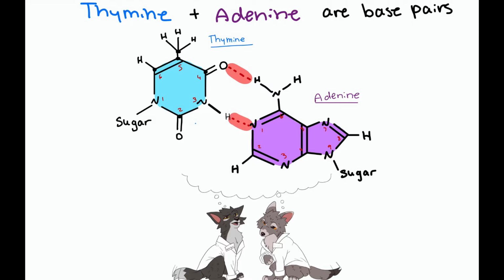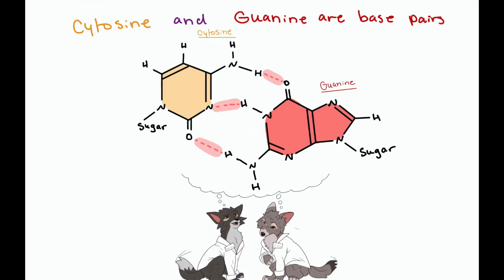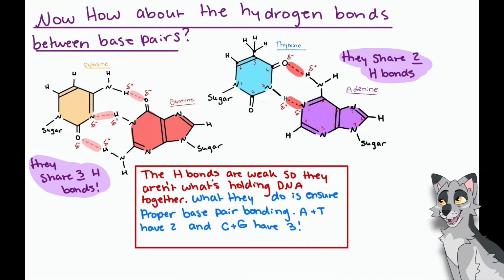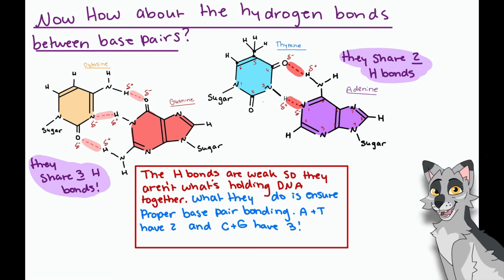Thymine and adenine are base pairs, and I've highlighted that they are connected by two hydrogen bonds. Cytosine and guanine are base pairs and are connected by three hydrogen bonds. Now, how about those hydrogen bonds? Well, these bonds are too weak to hold the molecule together, so what they actually do is provide specificity when it comes to the actual pairing.